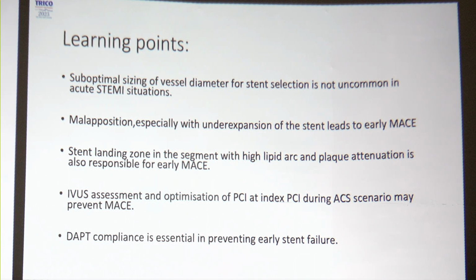So malapposition, especially with under expansion of the stent, leads to early MACE rates. And stent landing zone in the segment with high lipid arc and plaque attenuation is also responsible for early MACE, and probably that was the cause in this patient. IVUS assessment and optimization in the index PCI could have led to prevention of this event, and this underlines the importance of imaging in ACS situations. And of course, DAPT compliance is essential in preventing early stent failure.